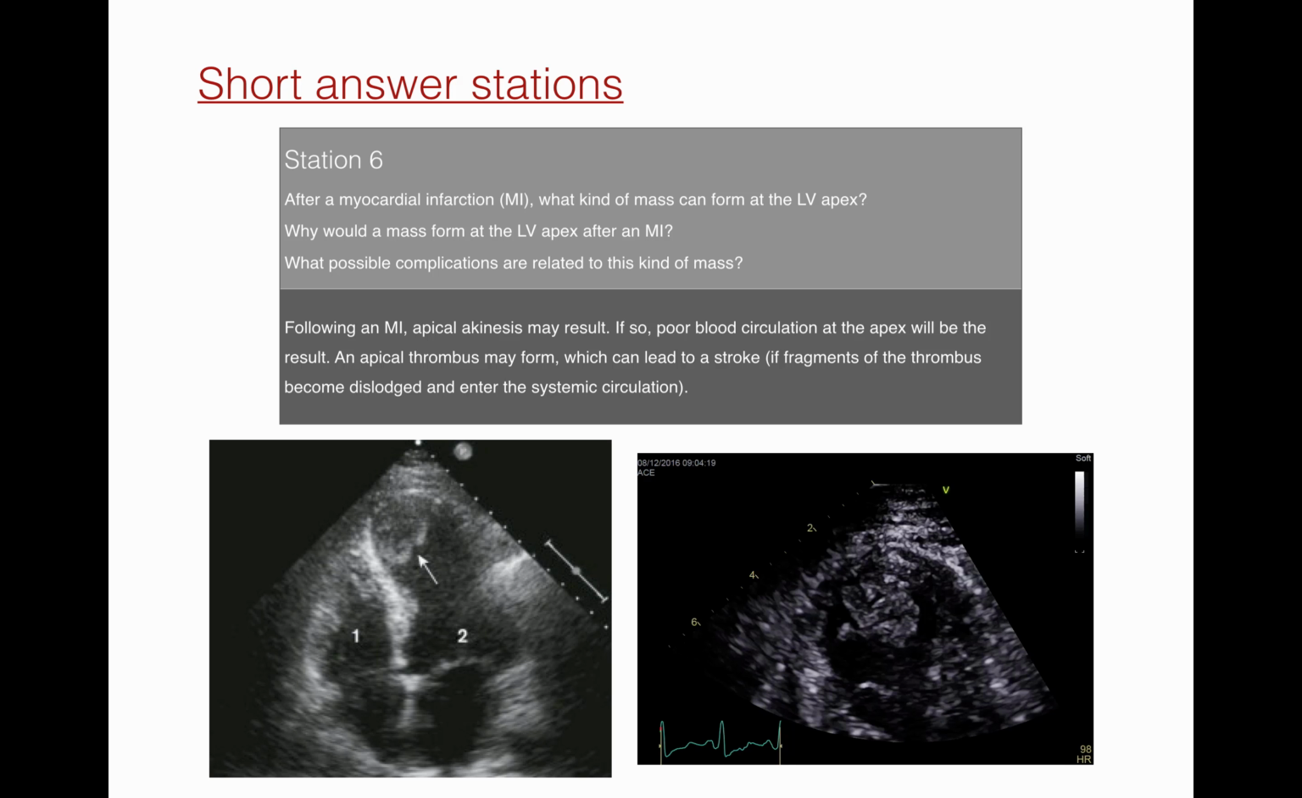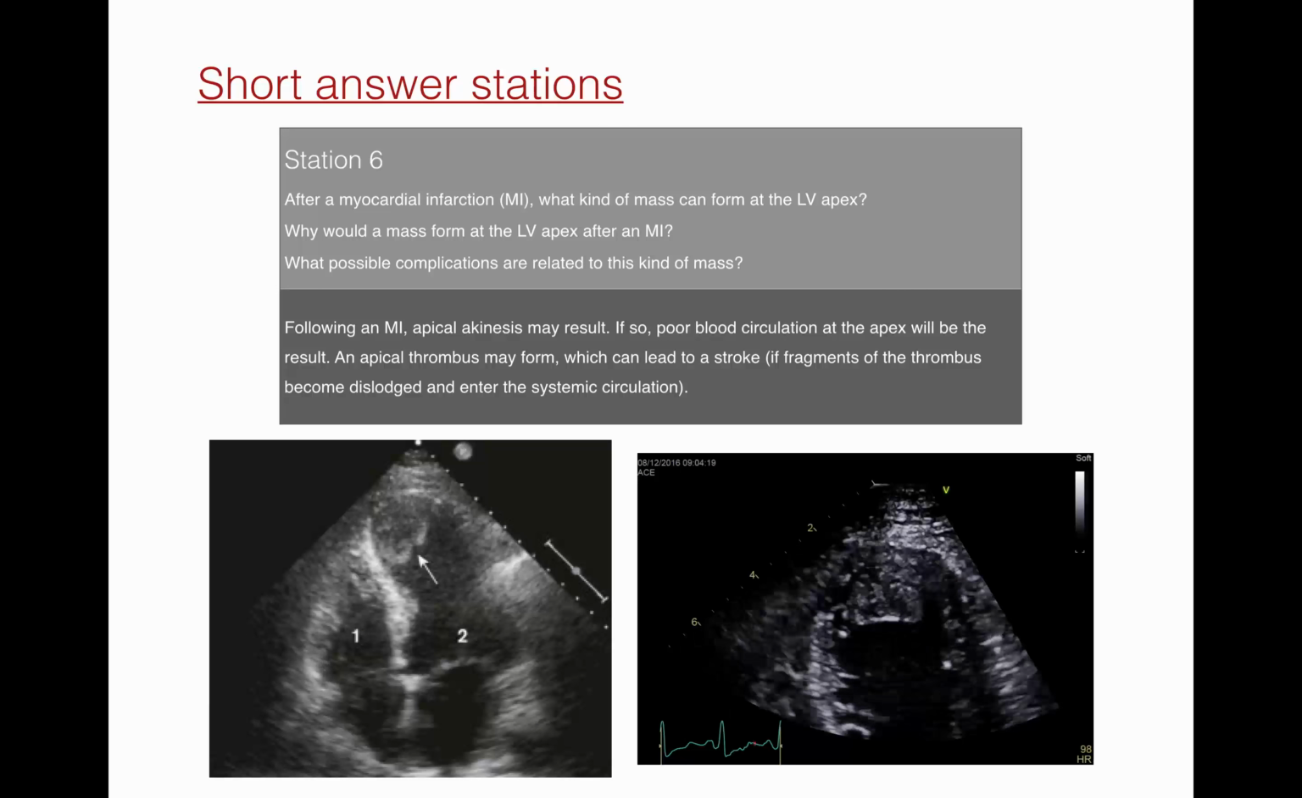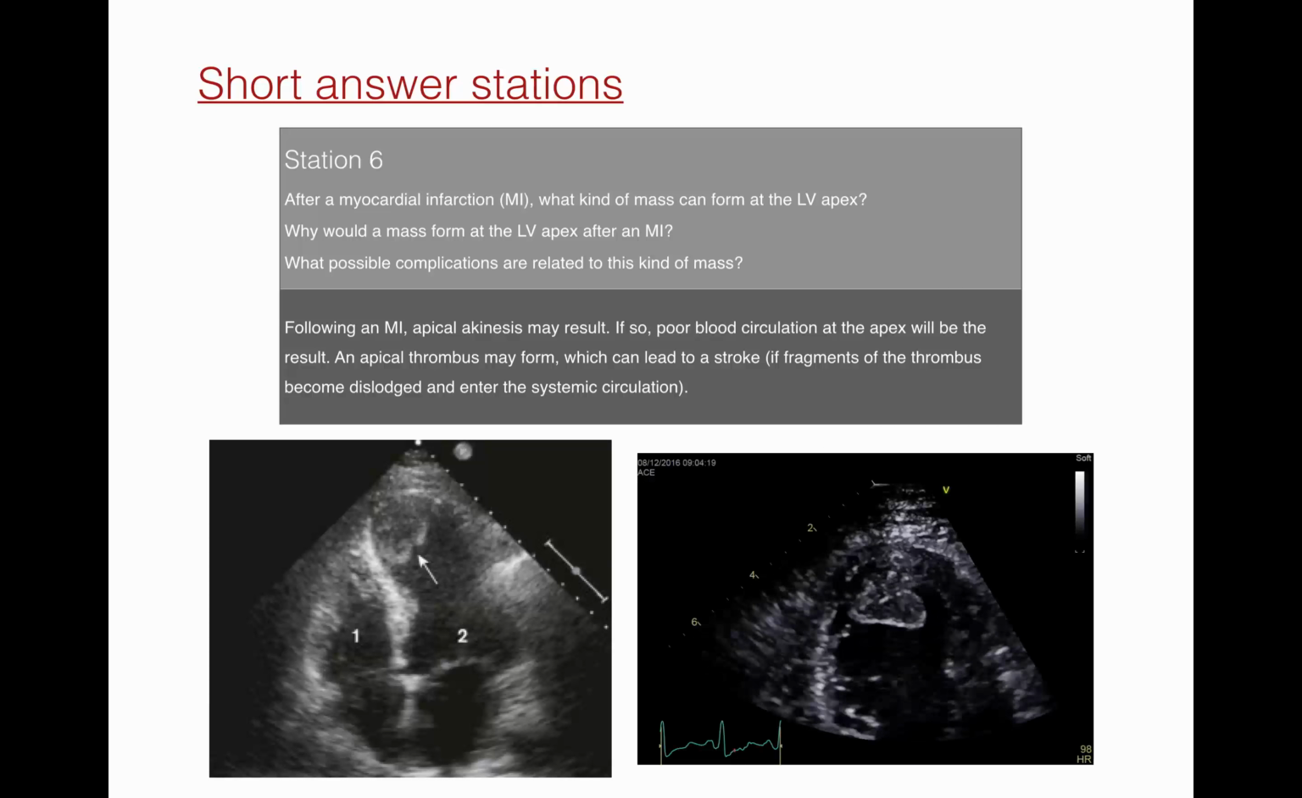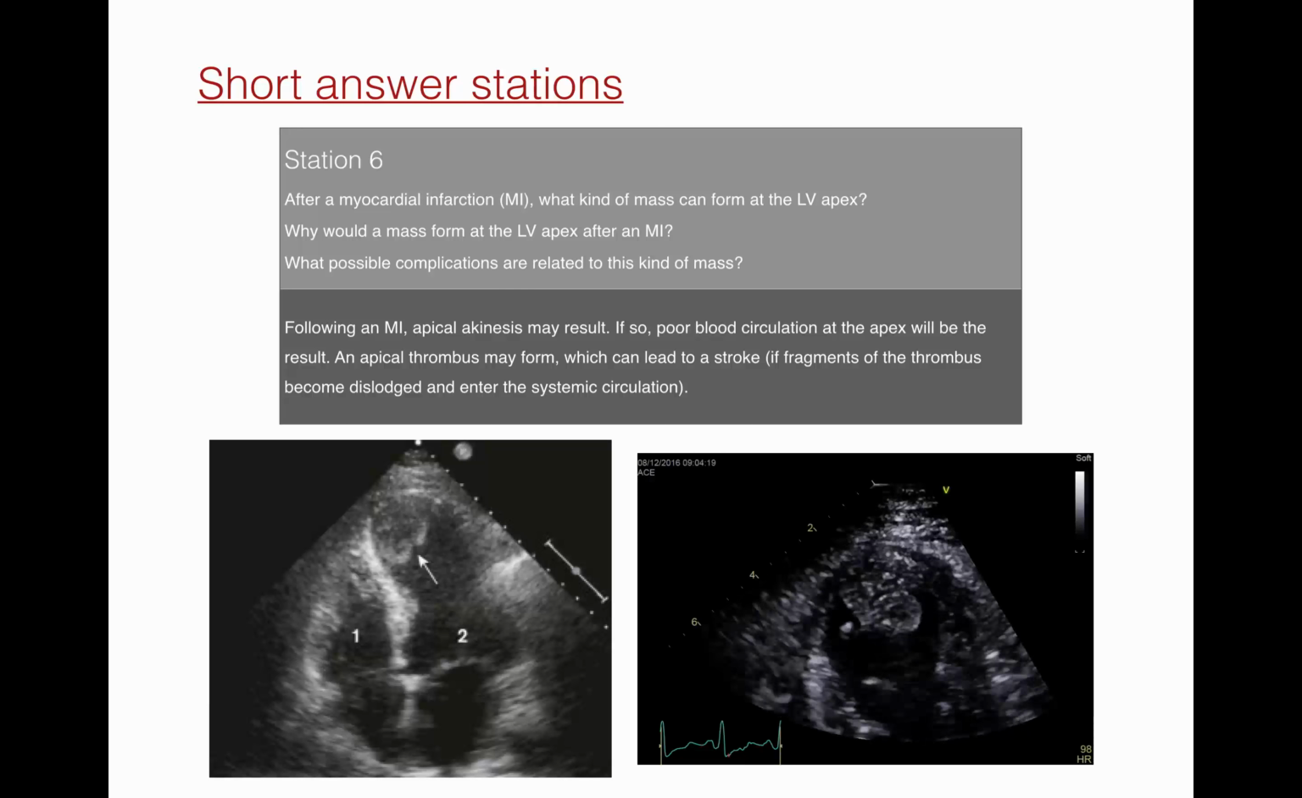Following an MI, apical akinesis may result. If so, poor blood circulation at the apex will be the result. In this setting, an apical thrombus may form. This can lead to a stroke if fragments of the thrombus become dislodged and enter the systemic circulation. For this reason, if a mobile thrombus like the one seen at the bottom of this slide is identified, the cardiologist needs to be promptly advised.